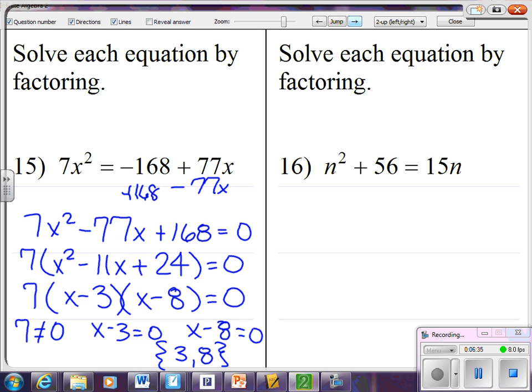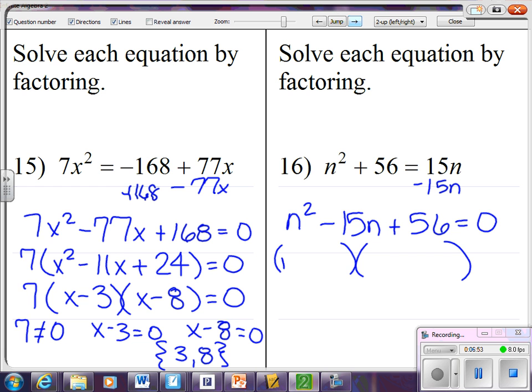All right, let's do this one. Minus 15n, so I get n squared plus 56. Oh, just kidding. I didn't erase enough. All right, now minus 15n plus 56 equals 0. So I'm going to get n minus something and n minus something. Good, 8 and 7.